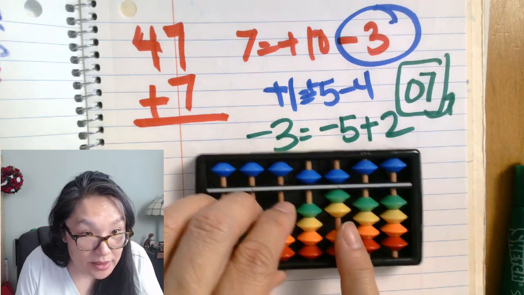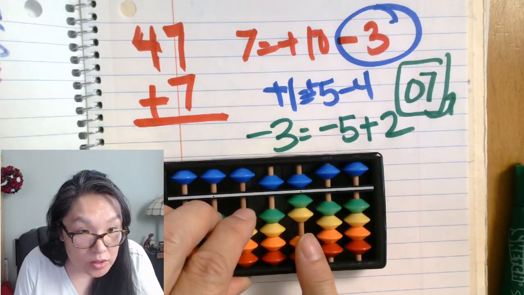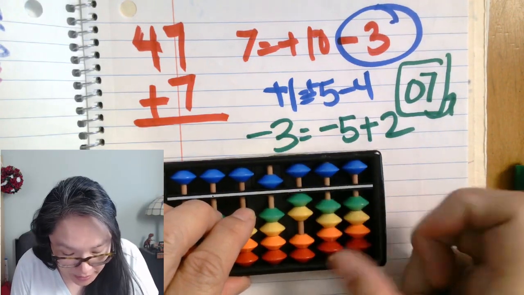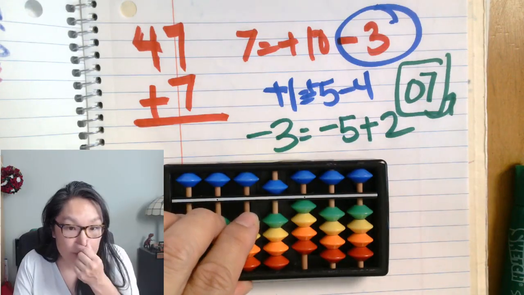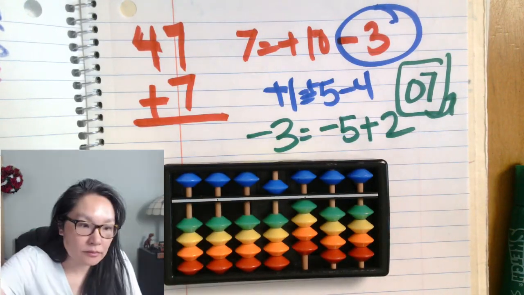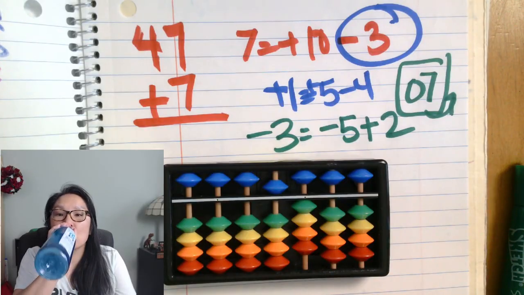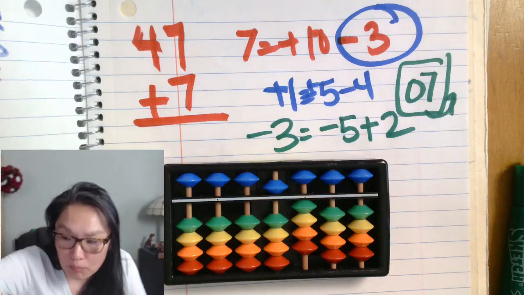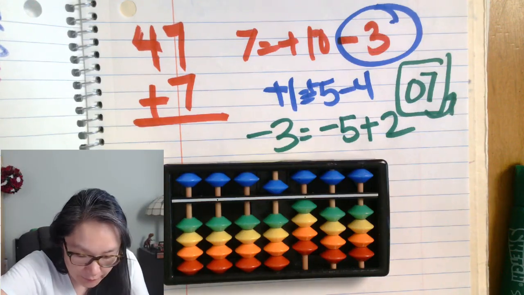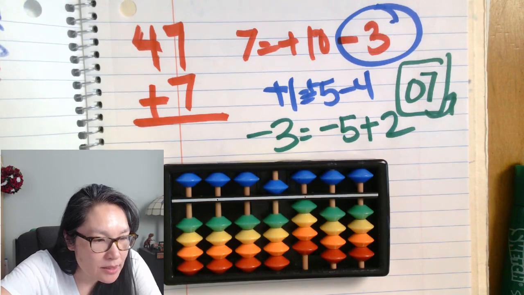So what happens is I plus the 10 minus 3. This is still the ones place. So when I do it, I minus the 5 and then I plus the 2. Yes, 54. Did that make sense, Belle?